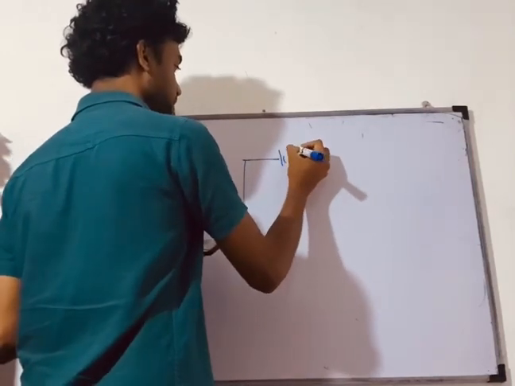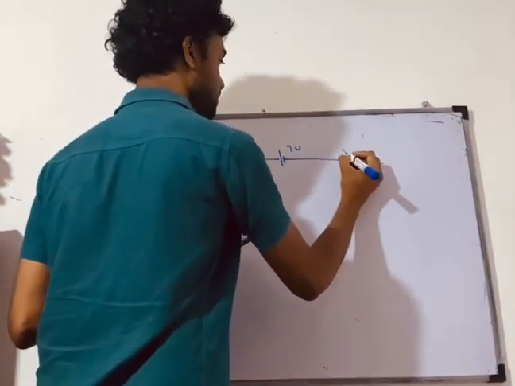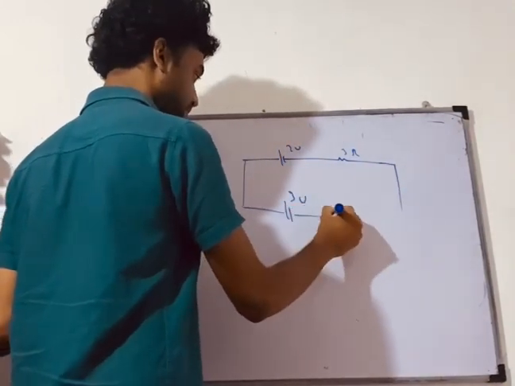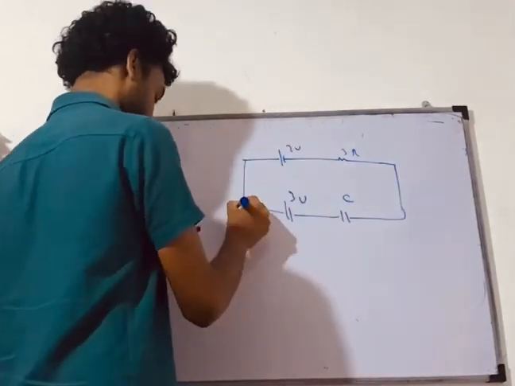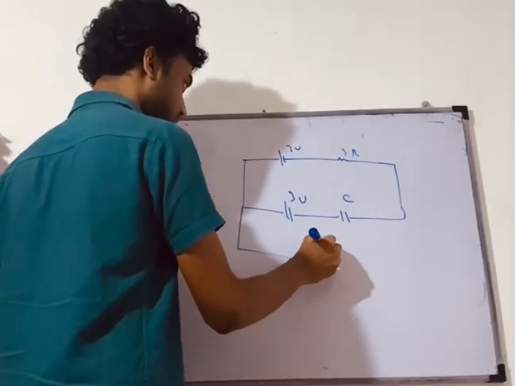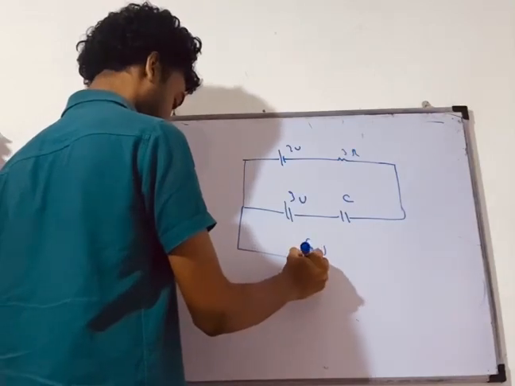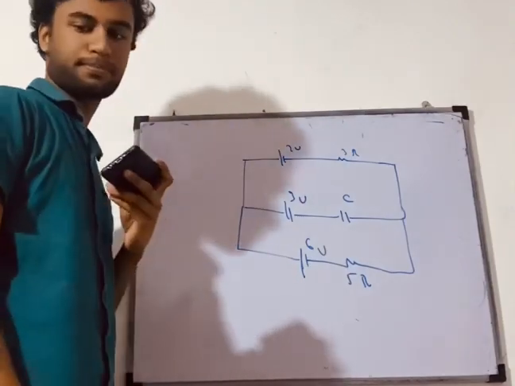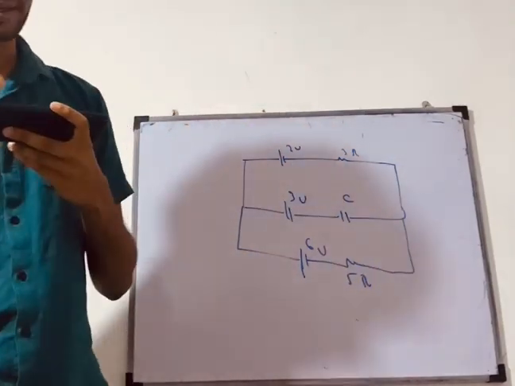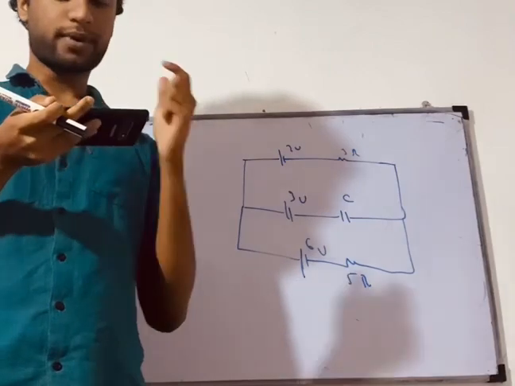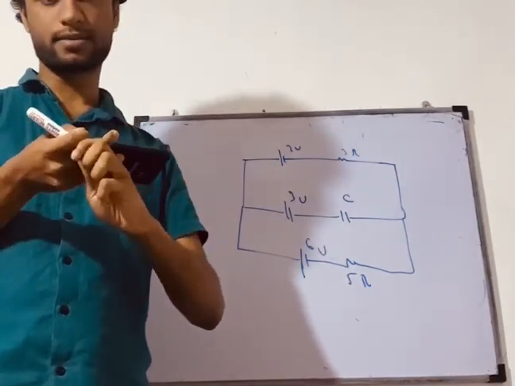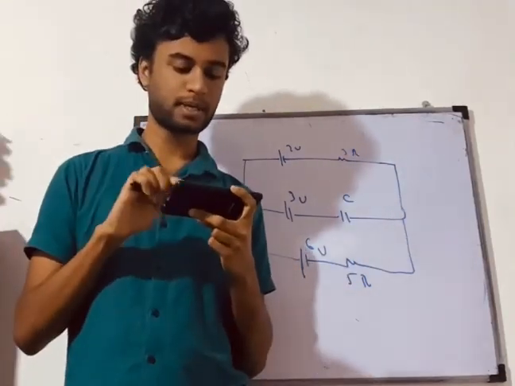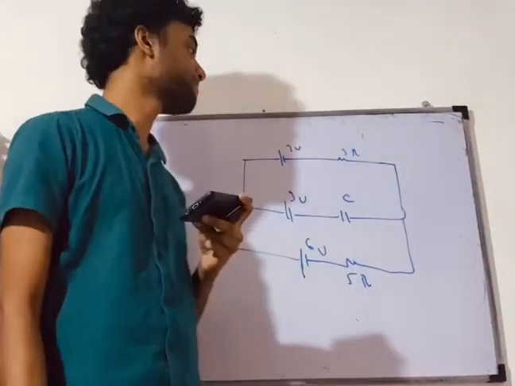So here I have 2V, resistance 3 ohms, 3V, C, right, and here 6 volts, 5 ohms, right, it's clear. Alright, look at this. So all the batteries shown in the circuit have negligible internal resistances. If the capacitor C is ideal, what is the potential difference across C?